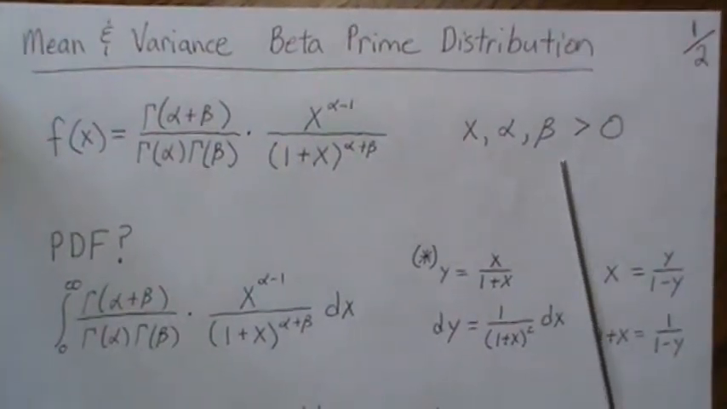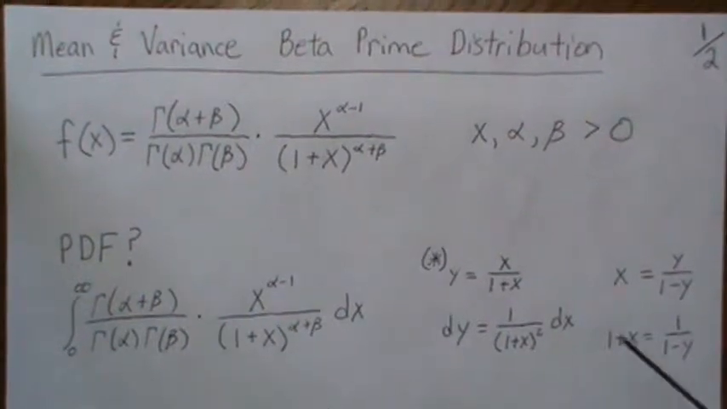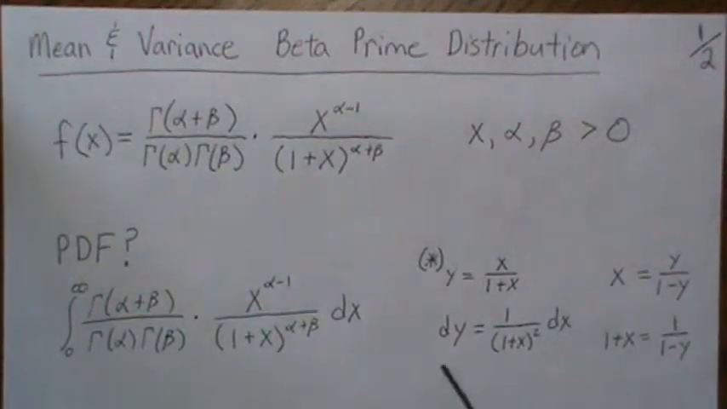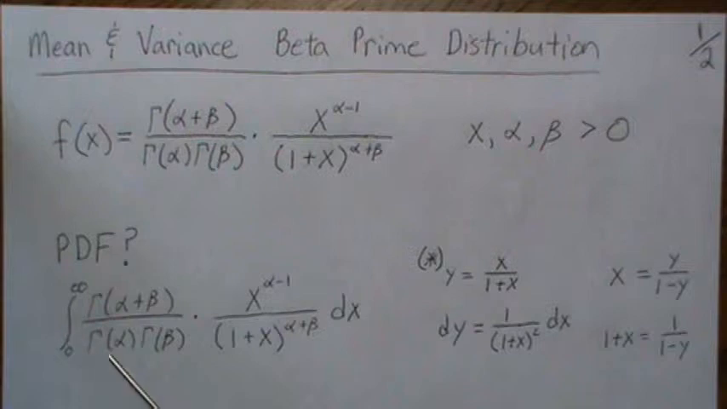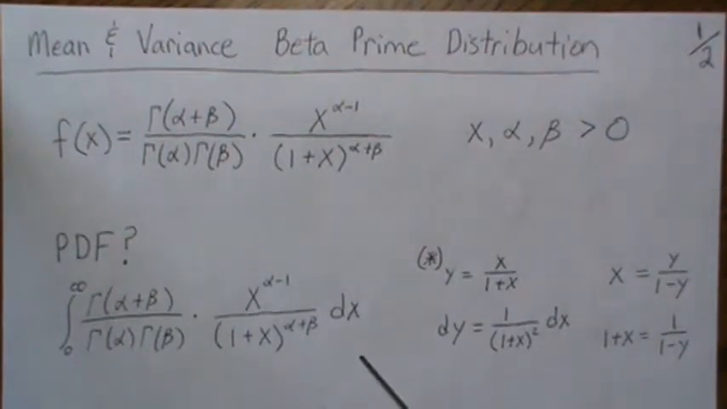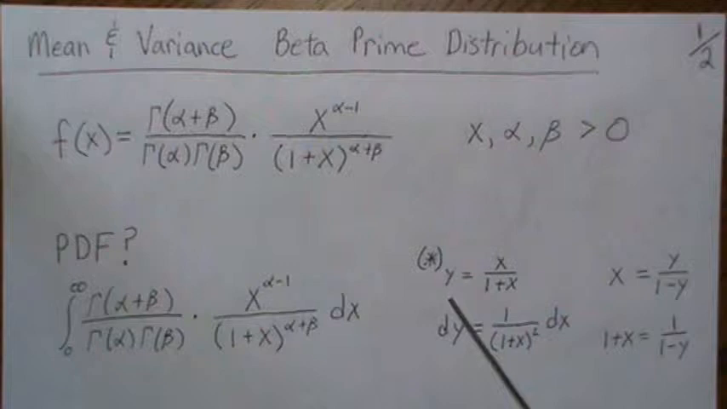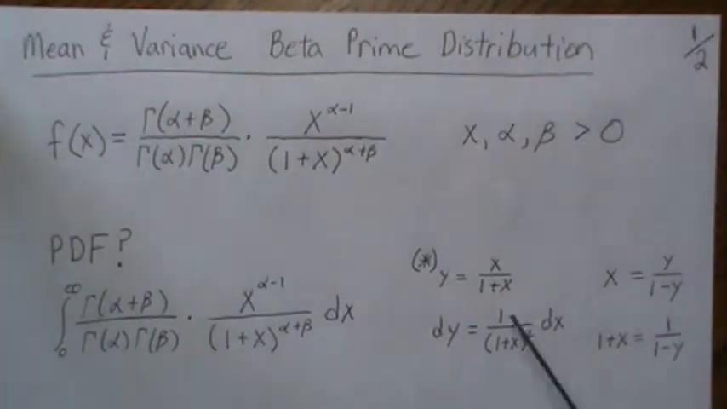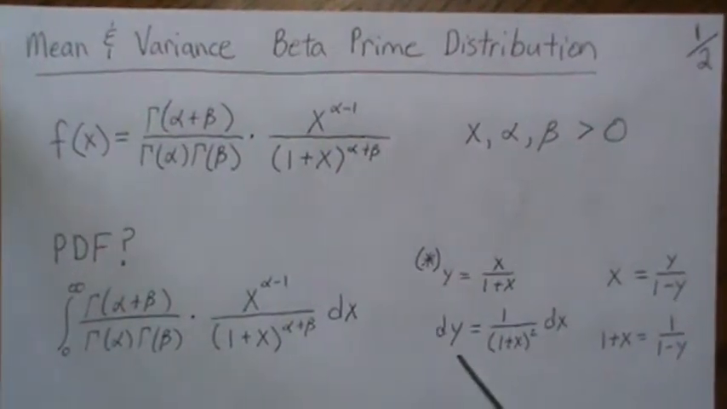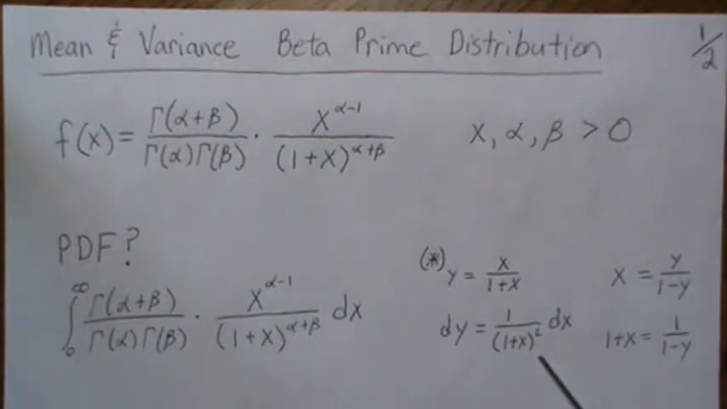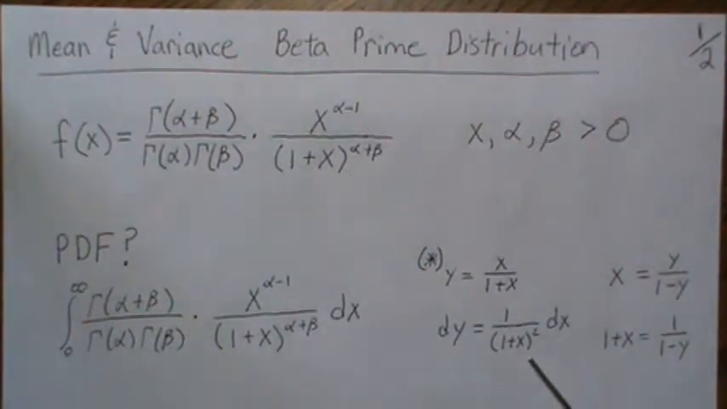numbers greater than 0. So let's first derive that it is a PDF. We want to integrate this over all possible values of x, and it should integrate to 1. What we're going to do is a change of variable. We're going to let y equal x over 1 plus x, solve for x, and take the derivative of both sides, and we get 1 over (1 plus x) squared.